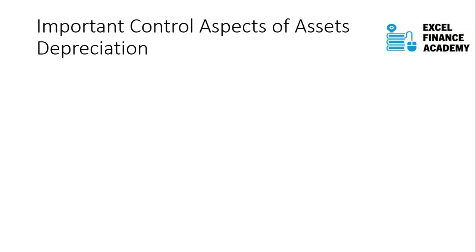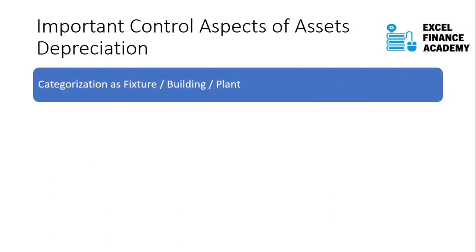Assets and depreciation: you need to categorize your assets into fixtures, buildings, and plants, because they all have different rates and different ages. Buildings mostly will have longer years. Plant means what you are using for your production facility, so maybe your generators, your machines, and other things. Fixtures means the building fixtures. So you have to categorize your assets properly so that you can charge the correct rate.